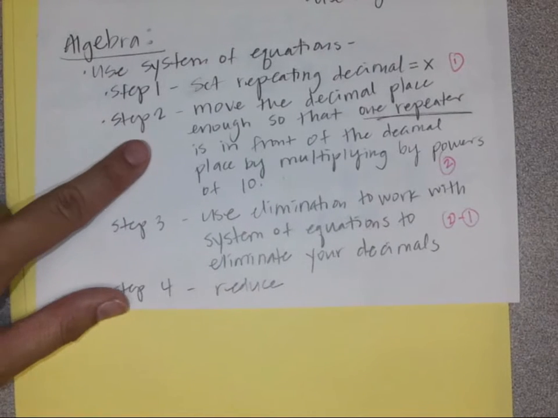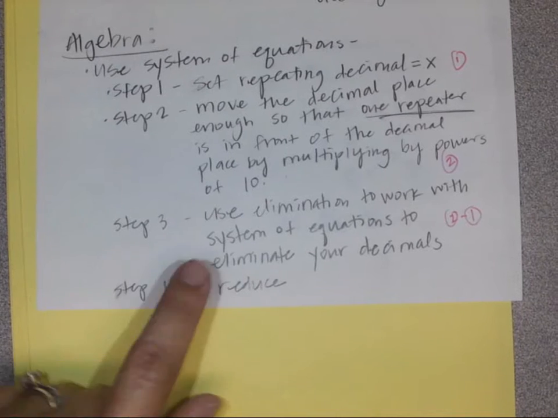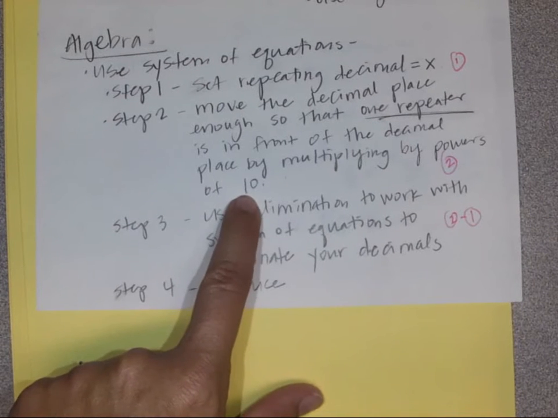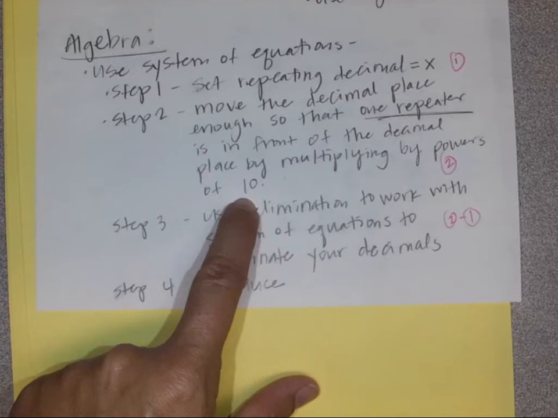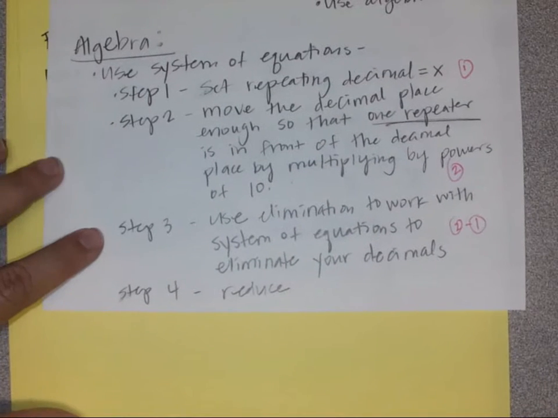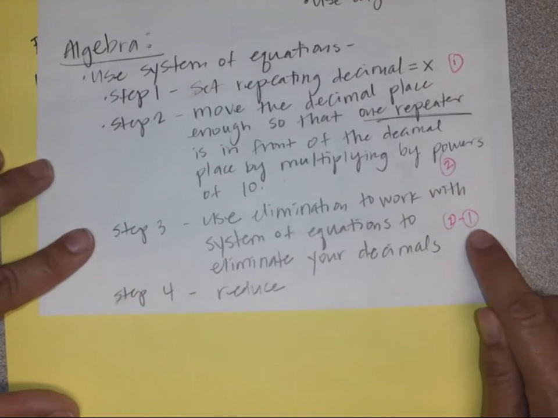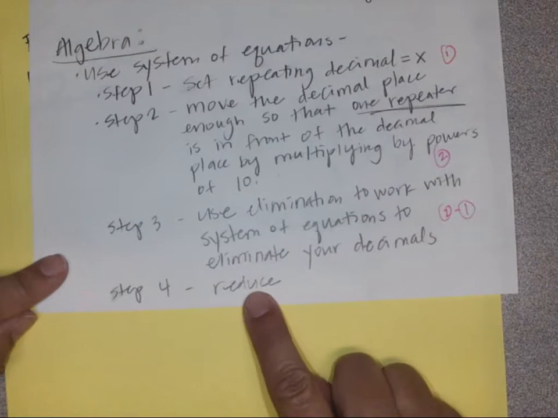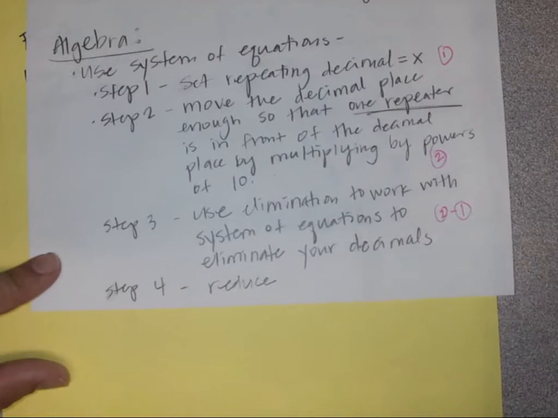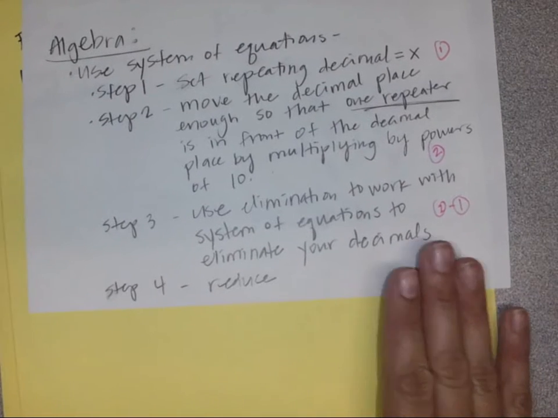Step number 2 is you want to move the decimal place enough so that one repeater is in front of the decimal, and you do this by multiplying by powers of 10. Again, this probably doesn't mean anything to you right now. Just write it down so you have it in your notes. Okay, this is equation number 2. After that, step 3, we're going to use elimination to work with the system of equations to eliminate your decimals. So this is equation 2 minus equation 1. And then step 4 is reduce. So pause the video here, write all this out, and then come back after you have it all written down, and we'll do some examples that's going to make this make more sense.